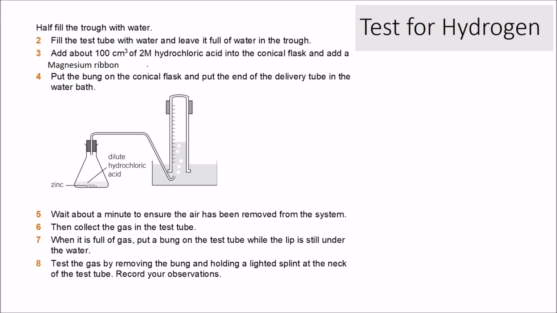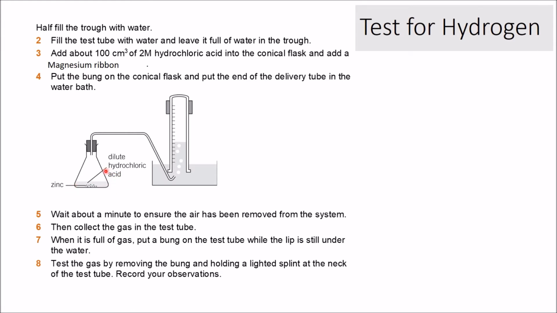Okay, so the first one is hydrogen. There are 2 different ways to do the test for hydrogen. I do it a slightly different way to this method, but you can use this method. So this has got zinc and hydrochloric acid. For me, I use magnesium and hydrochloric acid, but it still does the same thing. It just creates hydrogen. So I use magnesium and hydrochloric acid to create my hydrogen.